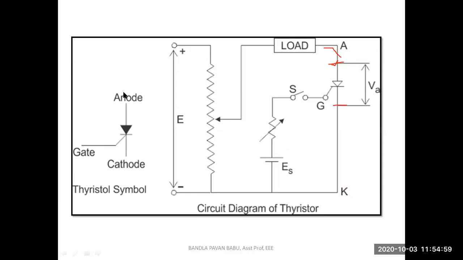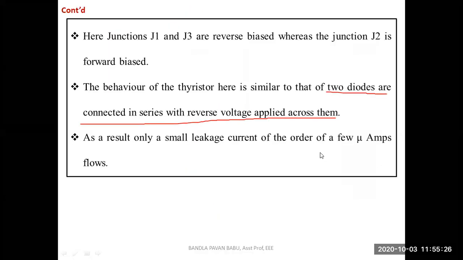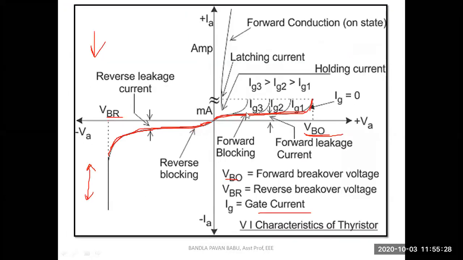But in the reverse mode, the reverse current flows. That should not be practically encouraged. Now, if we increase the anode to cathode voltage and VB naught is exceeded, the switch may come to complete breakdown. Breakdown in the sense that the switch is completely closed. So this is one way of turning on the switch. Another way is by increasing the gate current. Look at here.